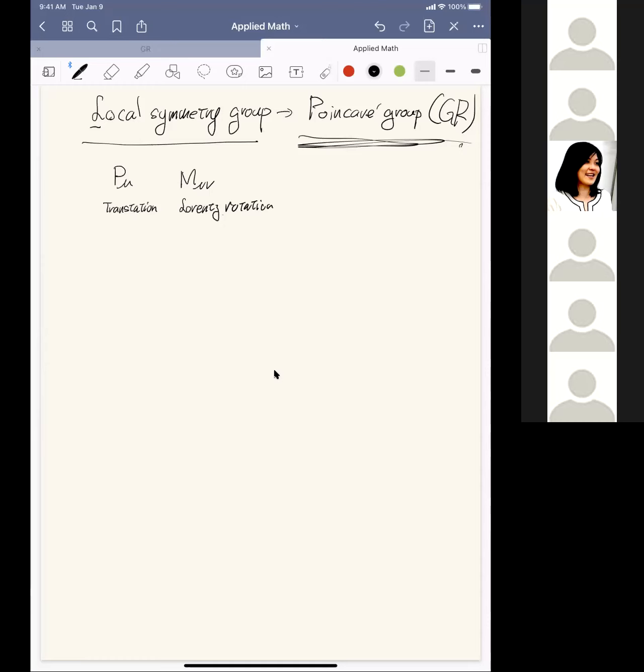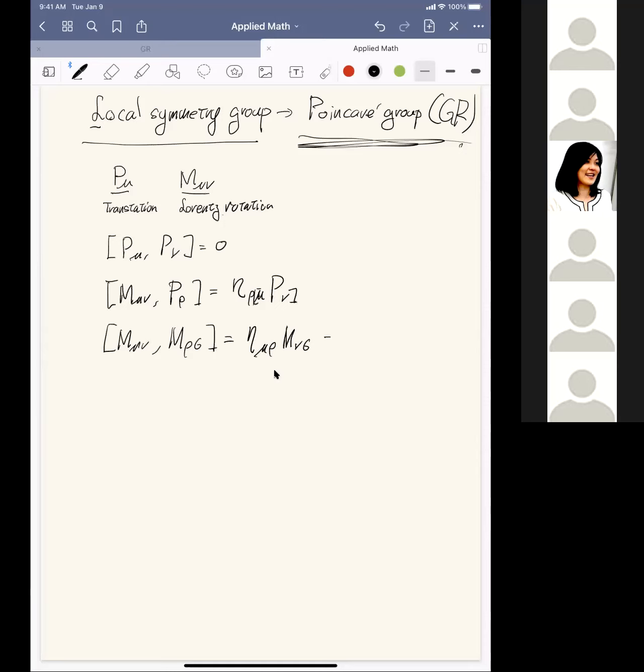Okay, so of course we can write. If I use P_mu and M_mu nu as a representative for my group algebra, then this satisfies [P_mu, P_nu] = 0, and for example M_mu nu with P, let me call it rho, equals eta_{rho mu} P_nu anti-symmetrized, and then I have [M_mu nu, M_rho sigma] equals eta_mu rho M_nu sigma minus eta_nu rho M_mu sigma minus eta_mu sigma M_nu rho, and then plus eta_nu sigma M_mu rho. Okay, so this is just how the generator works.